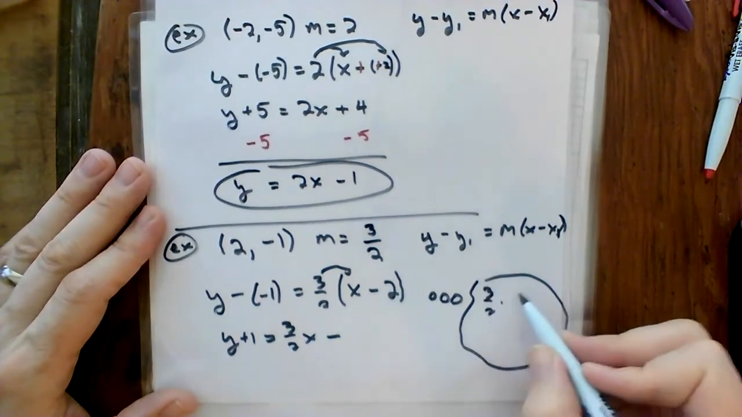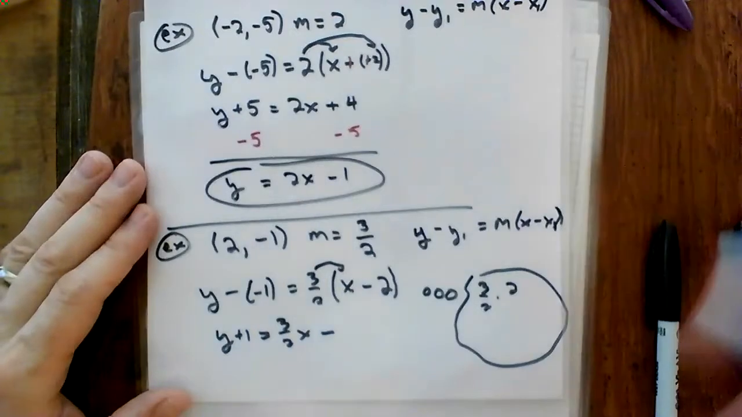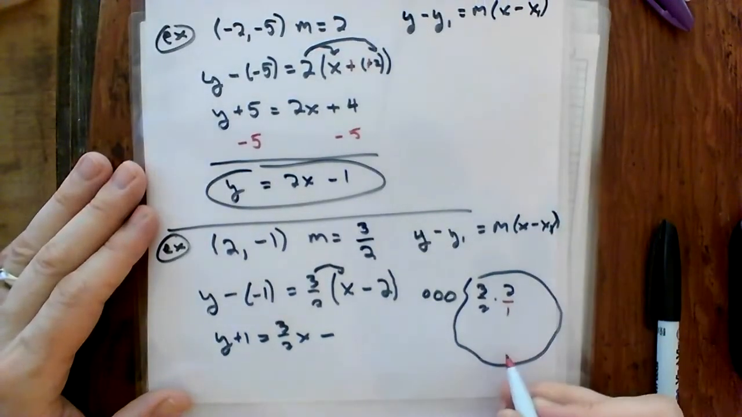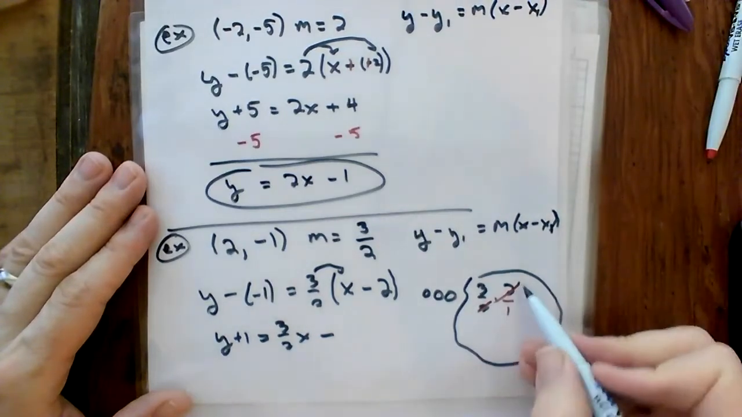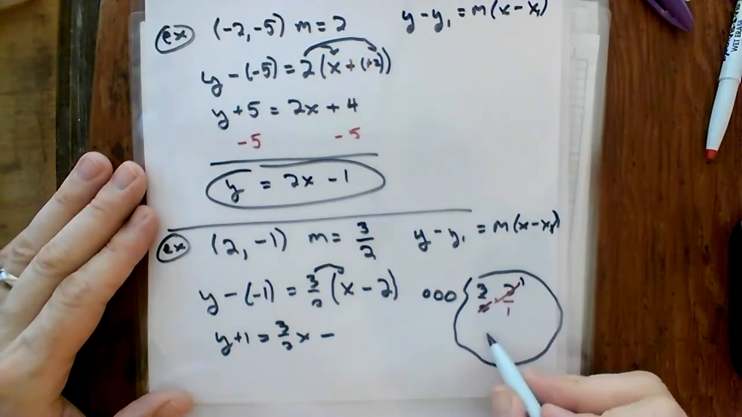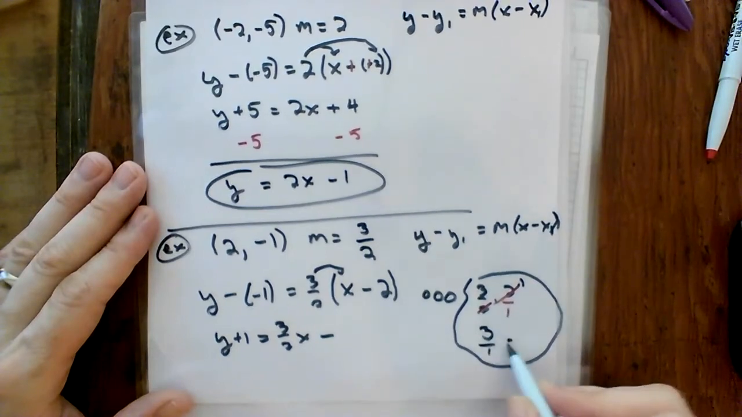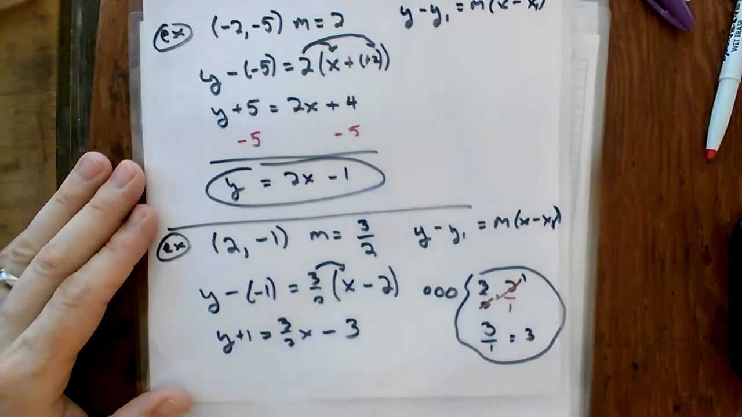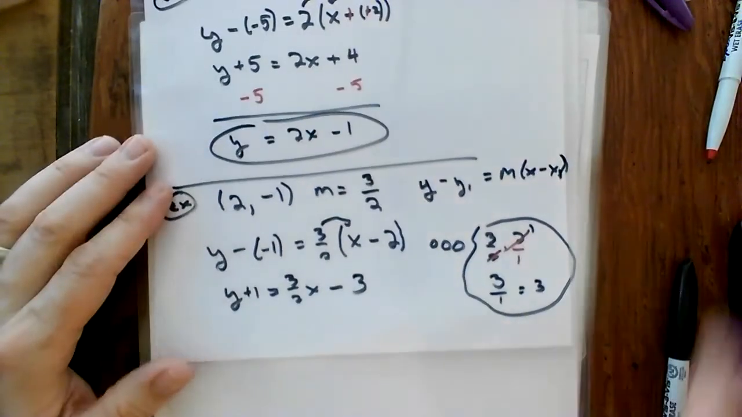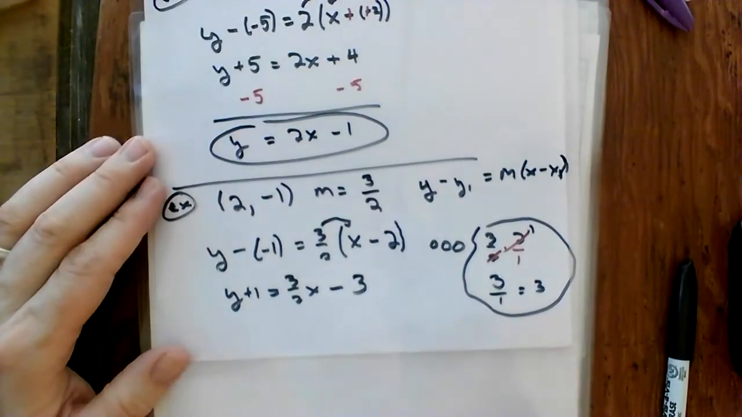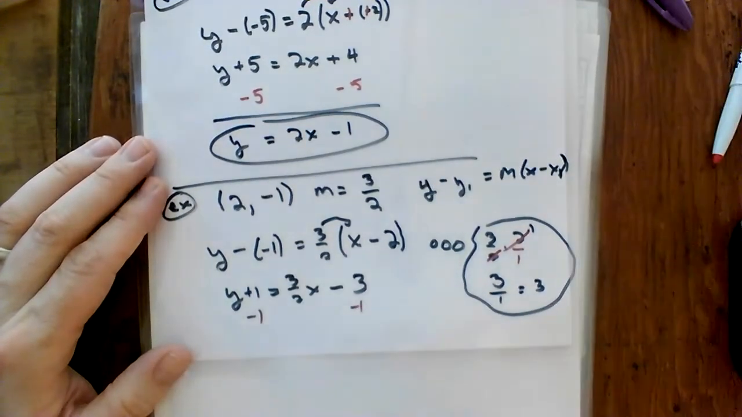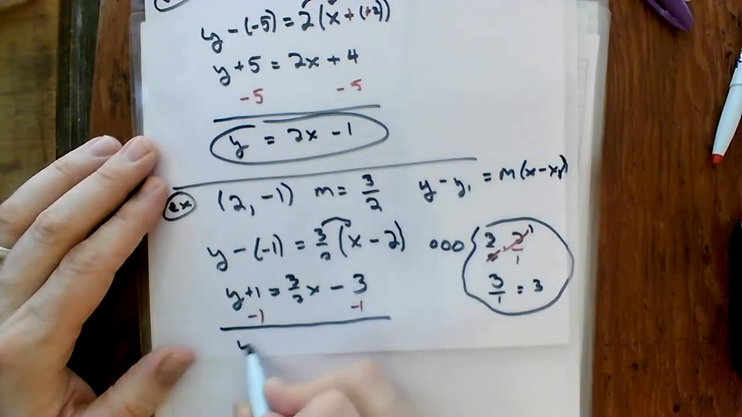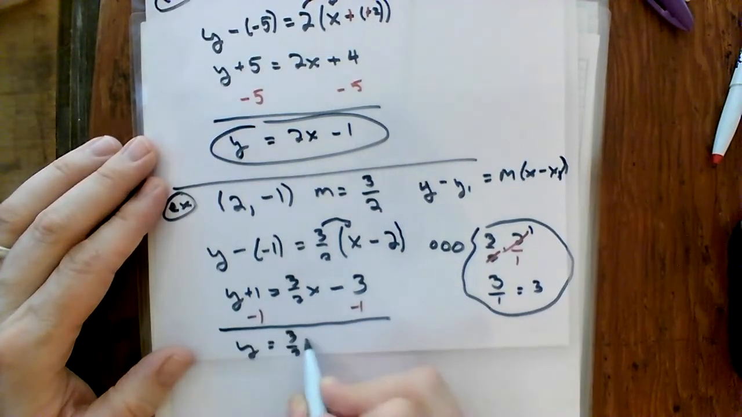3 halves times 2, this is the same thing as 3 halves times 2 over 1. And I can just reduce. 3 times 1 is 3 over 1. 3 over 1 is just equal to 3. So this is going to be minus 3. And now I can subtract 1 from both sides. And I will come up with this answer of y is equal to 3 halves x minus 4.